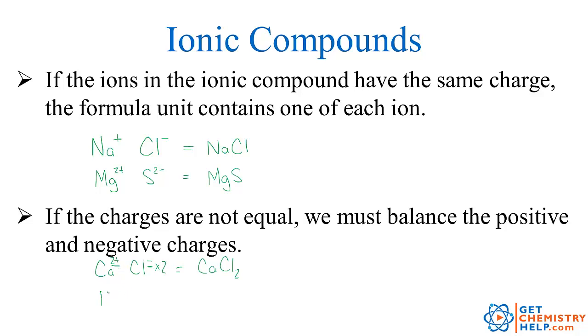What if I have potassium with oxide? Potassium is in group 1A, so it would be 1 positive. Oxide is 2 away from the noble gases, so it's 2 negative. 1 positive will not balance out 2 negatives, so I have to have 2 of these. So I need to write K2O. That'll be the formula for potassium oxide.